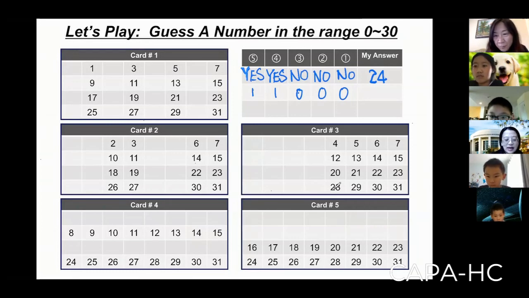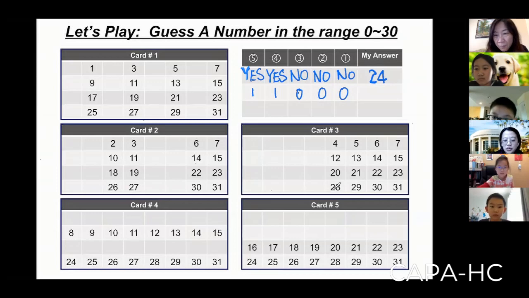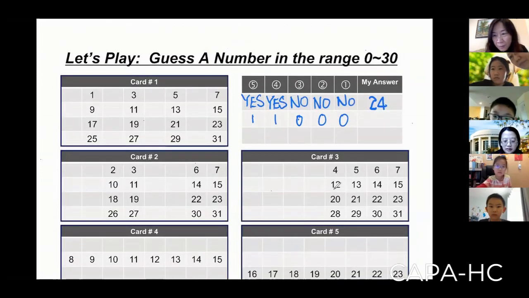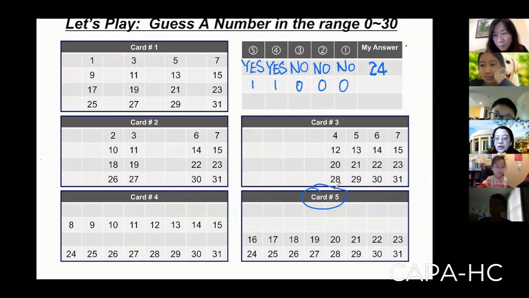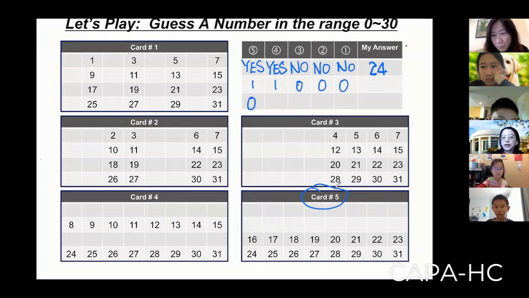Okay. So this time we are going to start backward, with card number 5. Is your number in this card? No? Okay, since we already know the drill, I'm going to directly record in my table a 0 for the 5th card. How about card number 4? Yes. So I'm going to record a 1.